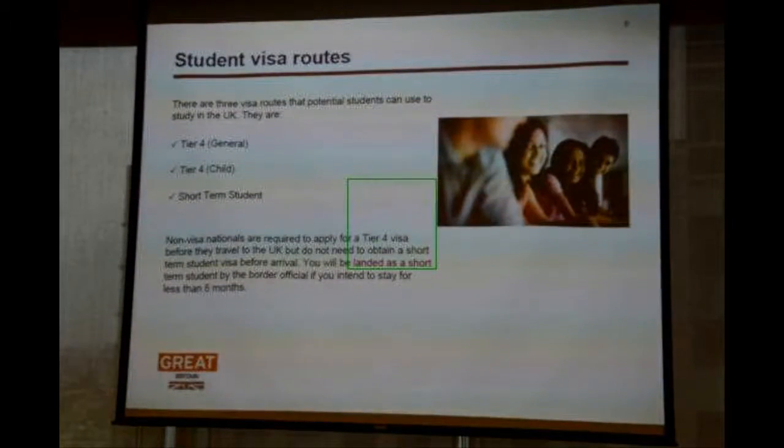Okay. So non-visa nationals, which obviously Taiwanese nationals are included, are required to apply for a Tier 4 visa before they travel to the UK. But if you're going there as a short-term student for less than 6 months, you don't need a visa. Okay, in most cases. So if you just want to go to the UK for less than 6 months and study, and leave within that 6 months and not extend your stay in the UK, you can do that just at the airport. But we'll cover that in a bit more detail at the end of the presentation.